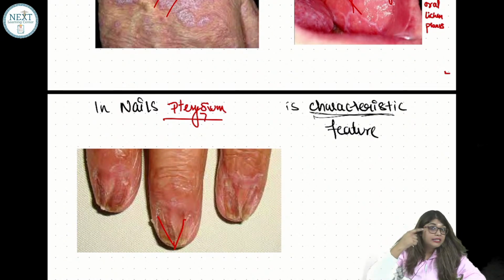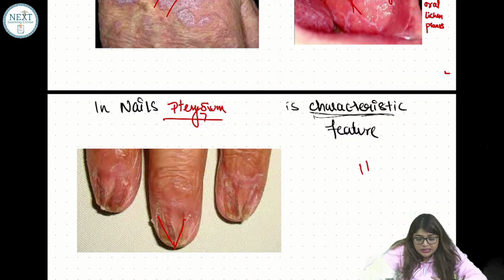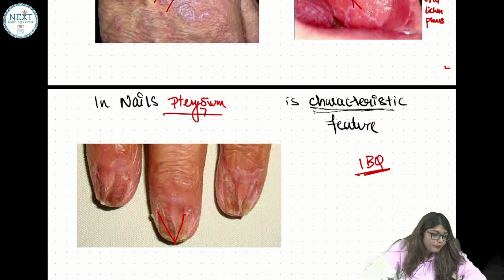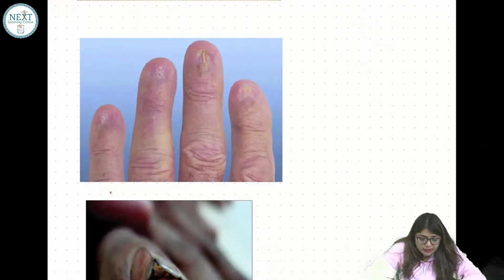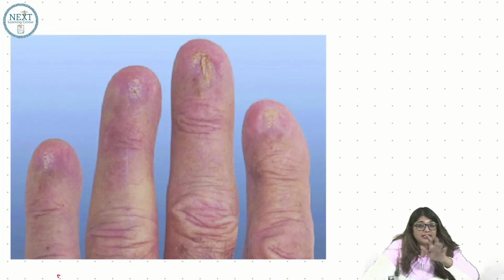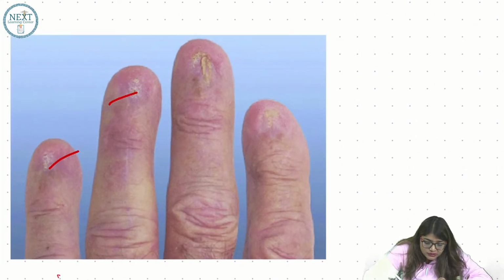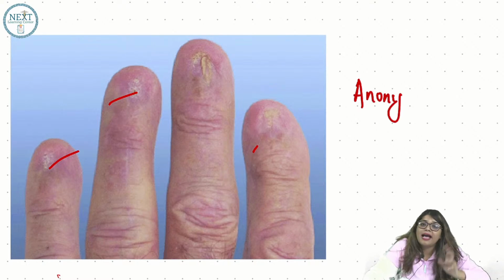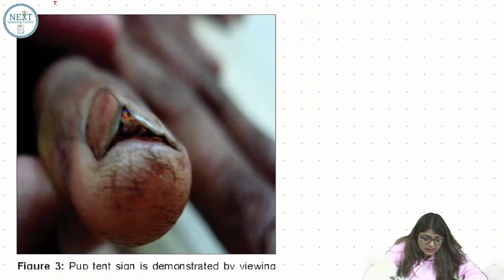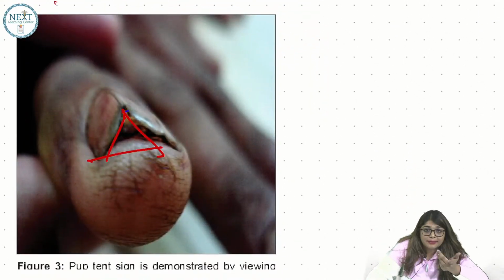One more pterygium is seen in your eye. That is an image-based question which comes in ophthalmology, right? Very good. What about this one? Can you see there is no presence of nail? I cannot see nail anywhere. So anonychia, absence of nail. Again, these are changes that happen in lichen planus, right?